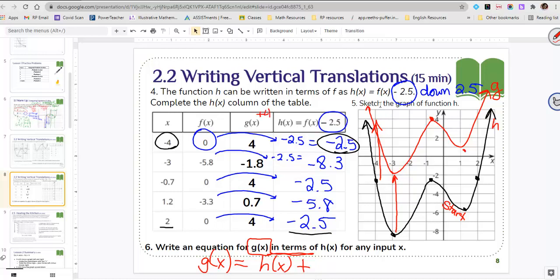So this one we had to move up 4. We started at F, and we moved it up 4. For H, we moved it down 2.5. So our total distance now between those two is 6.5. So we'd have to add 6.5 each time to get there. Every single point, we had to add 6.5 to get from our starting h function up to g.